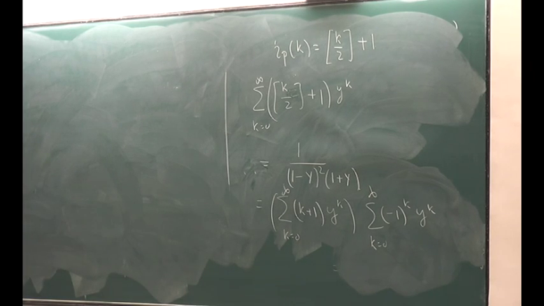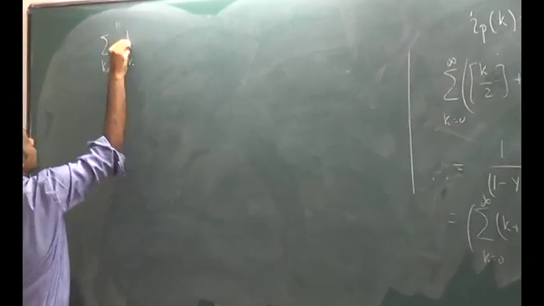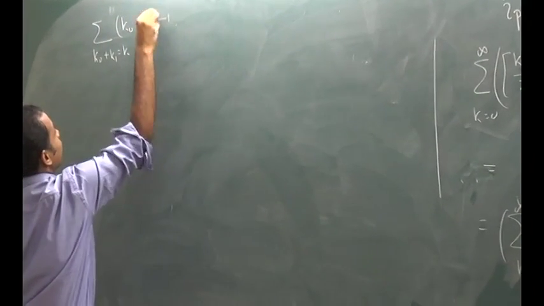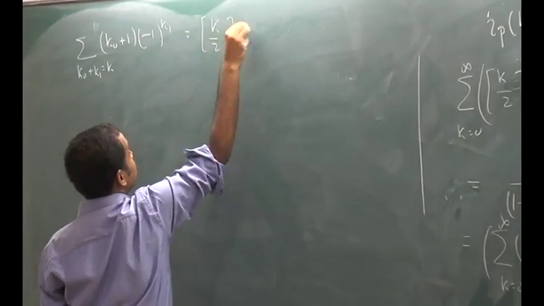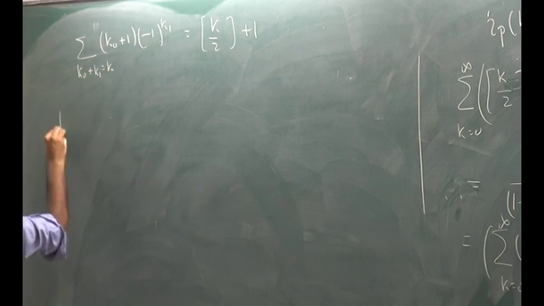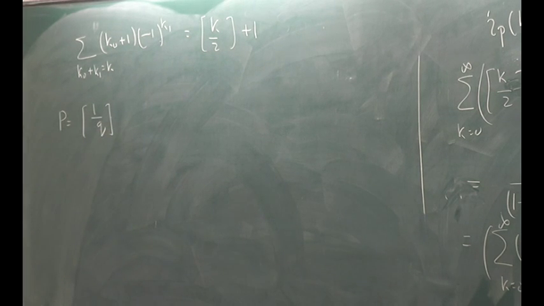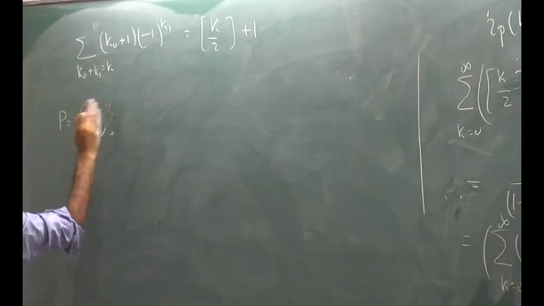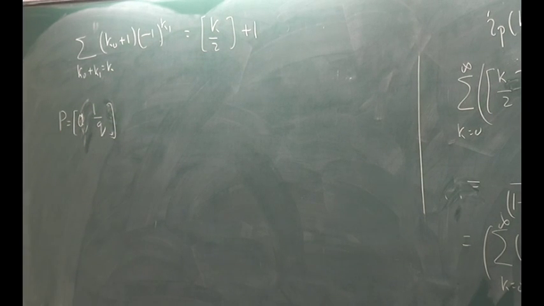What is that identity? I'll get summation, say k naught plus k 1 equal to k naught plus 1 times minus 1 power k 1 equal to k by 2 plus 1. Similarly, 2 is nothing special, we can take 1 by q. Suppose I take p equal to 1 by q, then I can similarly find out p equal to just 1, 0 to 1 by q. Then I can go on finding the identities.